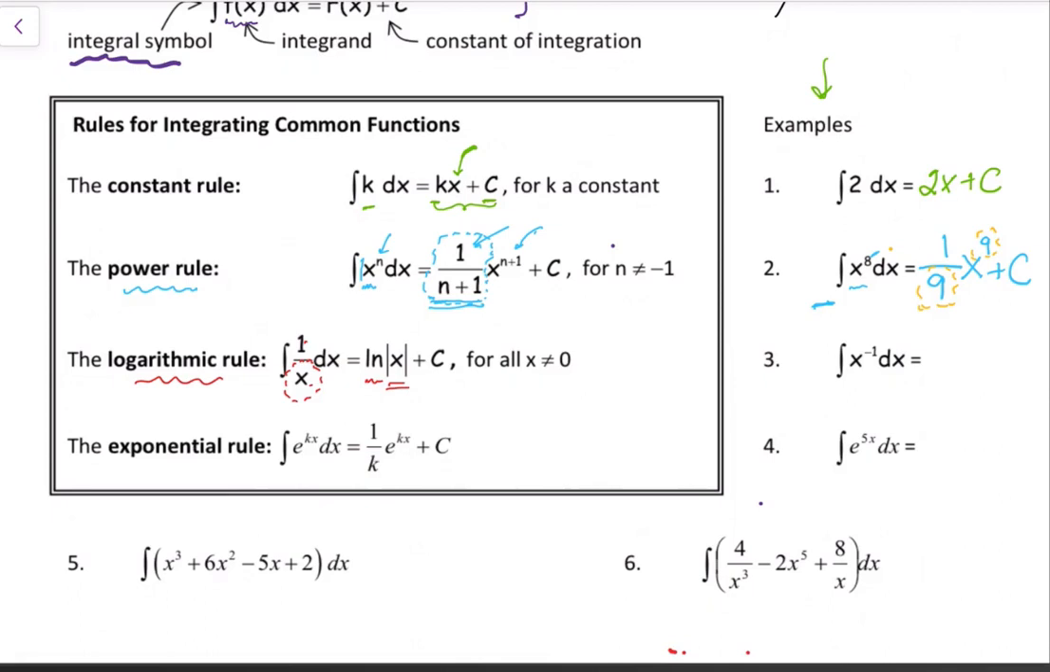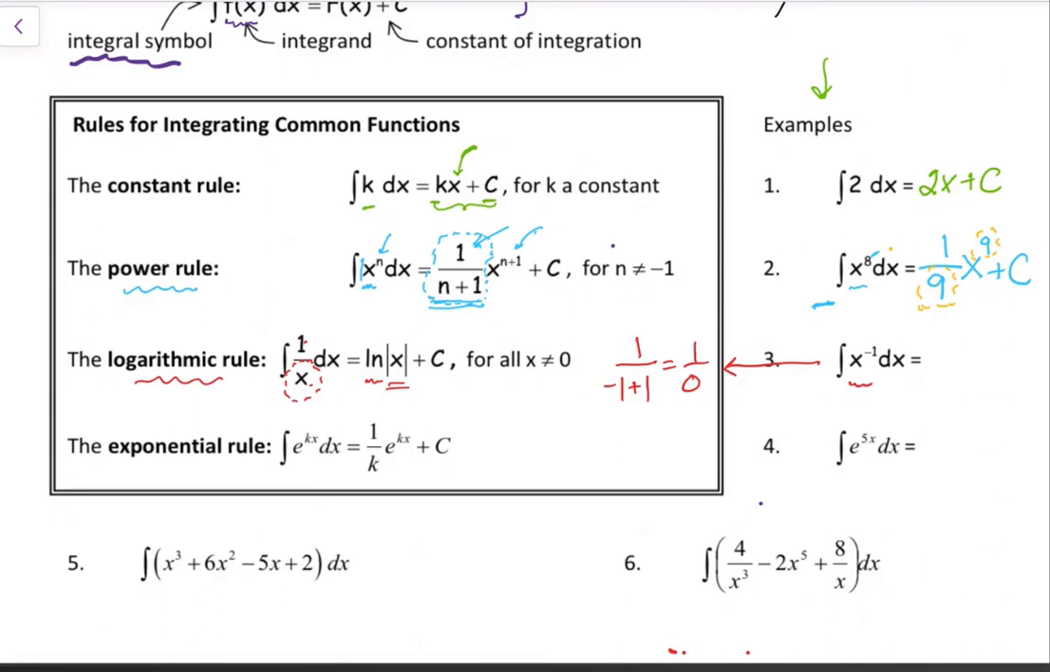If we look at why this needs this specific rule, consider this over here where I've got x to the negative first. I need this rule because what would happen if I tried the power rule on that? The power rule would say to take the coefficient over the exponent plus 1. Notice what my new coefficient would be if I use the power rule. I would have 1 over 0, which is not allowed. I can't have 0 in the denominator of a fraction.